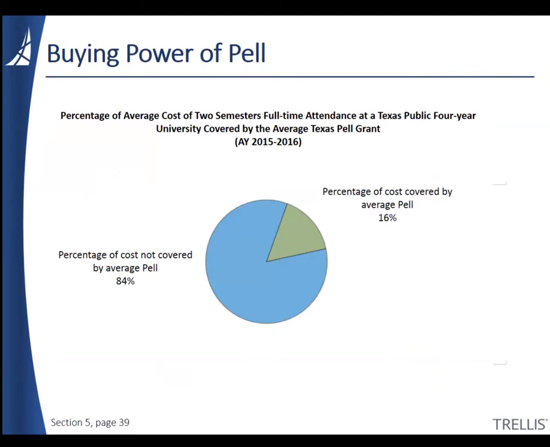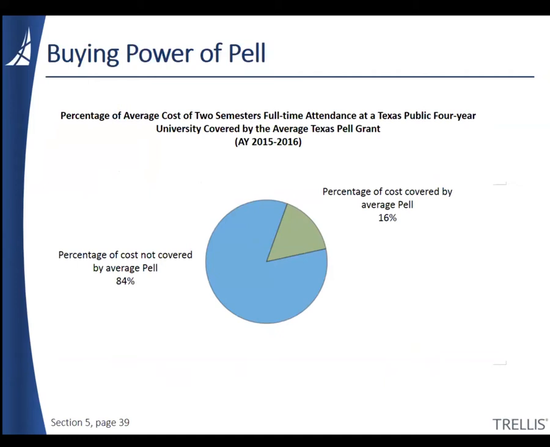The buying power of the federal Pell Grant, the largest grant program in the US and in Texas, has declined over the last 3 decades. Designed to be the foundation of need-based grant aid, only undergraduates with significant financial need receive the Pell Grant. In the 2015-16 academic year, the average Pell Grant in Texas covered only 16% of the average cost of attendance for 2 semesters at a Texas public university.